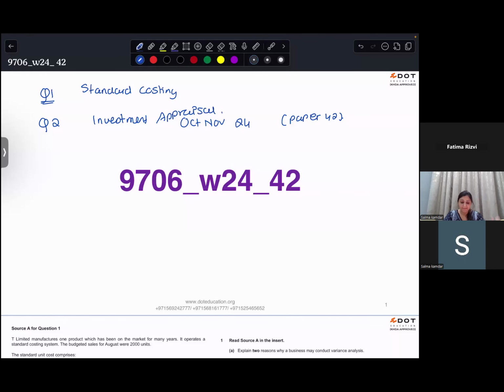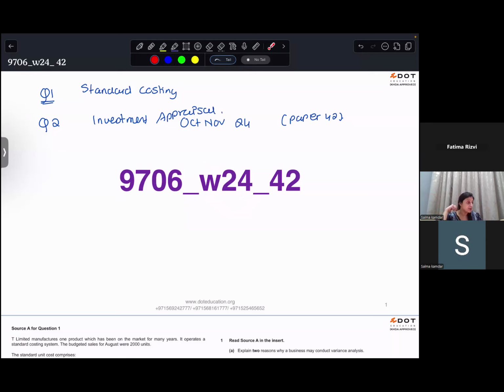So we are doing this paper of October-November 2024. It is A-level accounting. Cost accounting. Cost accounting will come in paper 41, 42. You basically have two questions to answer in 1 hour. So you should remember this, that you have 30 minutes to answer one question.